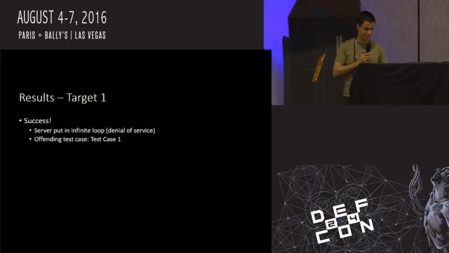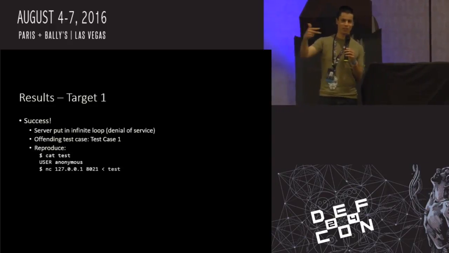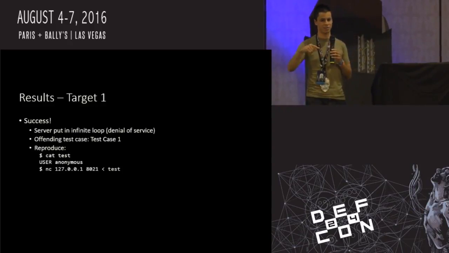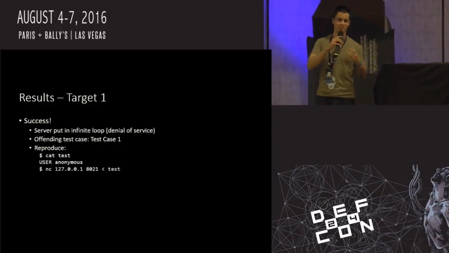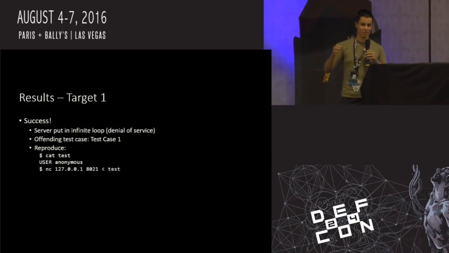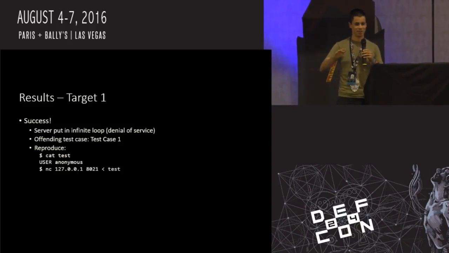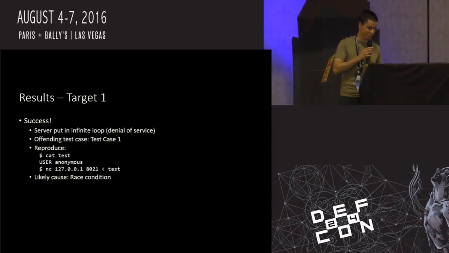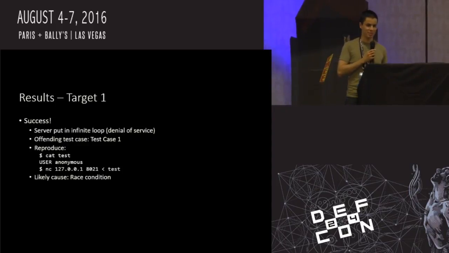So the results for target 1: success. The server is in an infinite loop. The offending test case was actually the first one, and you can reproduce it by just running netcat and putting a file directly into the input before you start the server. So it's actually a race condition. Right? The server works if you open the connection, wait a little bit, and then start sending your data. So that's kind of cool. It's kind of lame though because it's not really a packet format error, but still found a bug, so I'm happy.